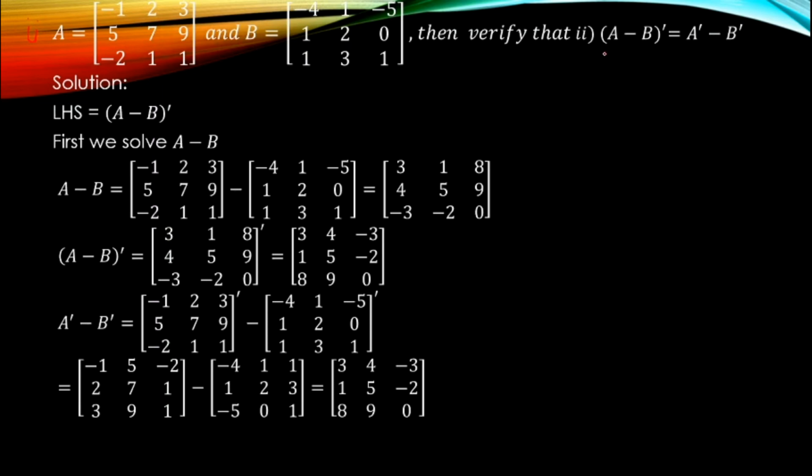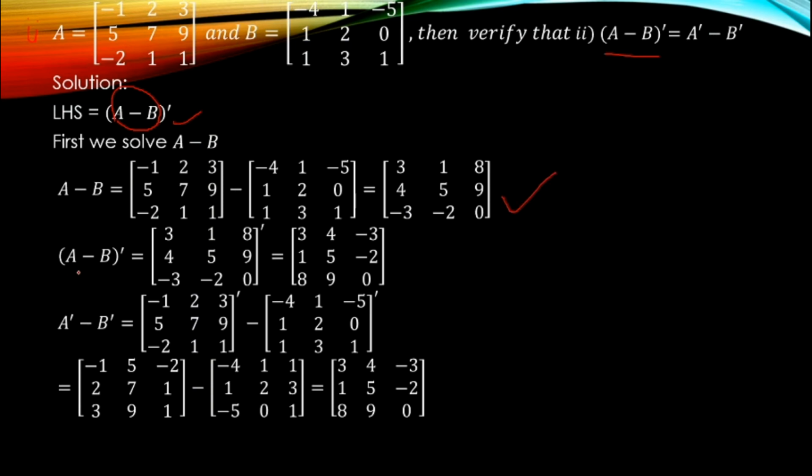Okay, next. This is a second sub question based on the same matrices as the previous sub question. Here we have to verify that (A - B)' equals A' - B'. So again we take the LHS. What is LHS? (A - B) whole dash. So first we'll solve what? A minus B, the difference of A and B.